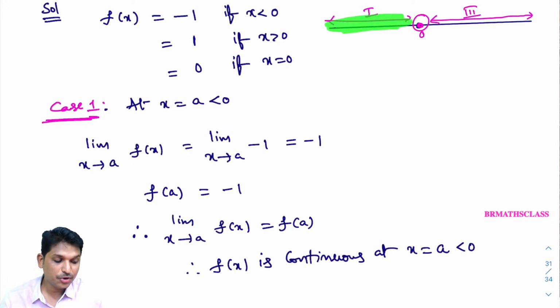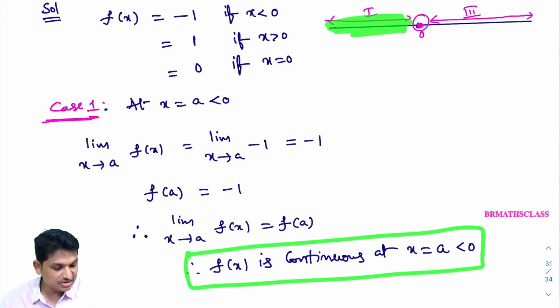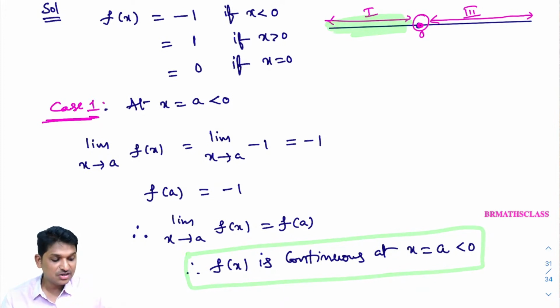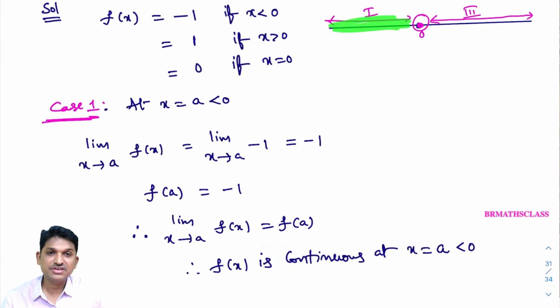I checked whether any point of discontinuity is there in this zone or not. So what did I get? I got that it is continuous whenever a is less than 0. Okay, case 1 I checked. There is no point of discontinuity.